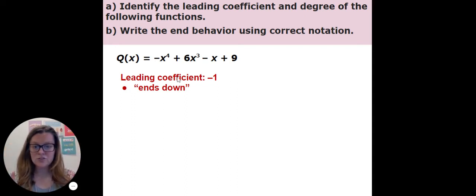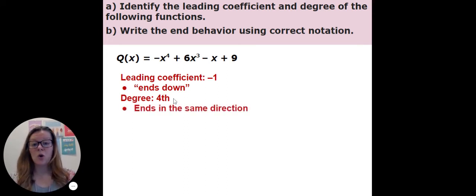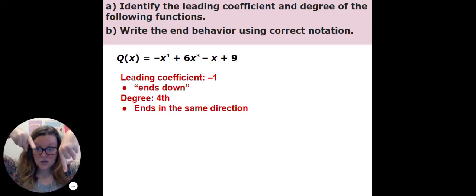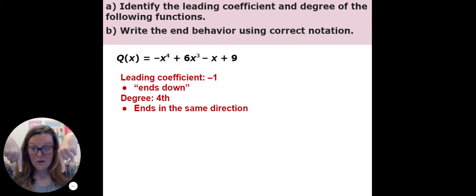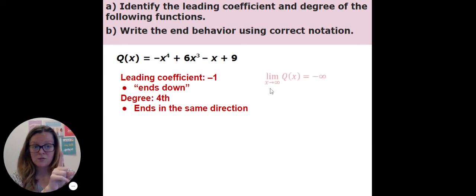Then I have to look at the degree. My degree is a 4th degree. That is even, so I know that it has to go in the same direction. So since I'm ending down, my other one is also going to end down. So now I have kind of a visual sketch, and I can write my end behavior. So as x approaches positive infinity, f of x, or in this case, q of x, also approaches negative infinity.